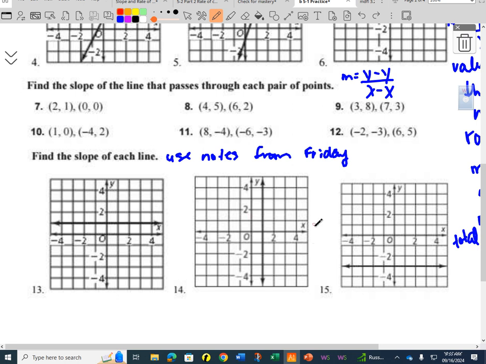13, 14, and 15 should take you half a second apiece. Use your notes from Friday. Use your notes from Friday here.